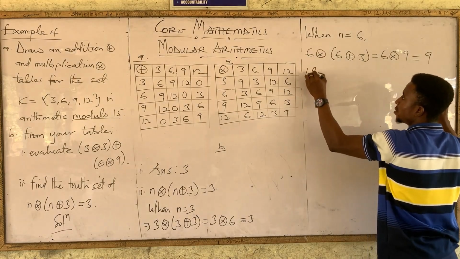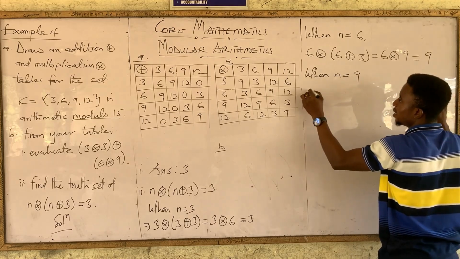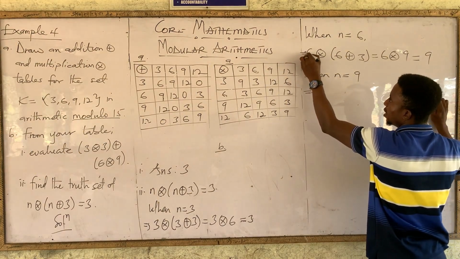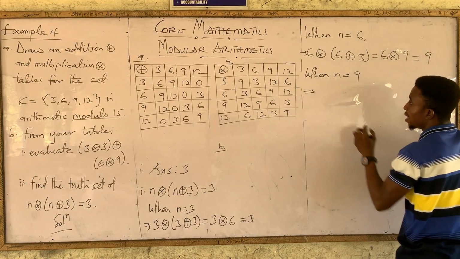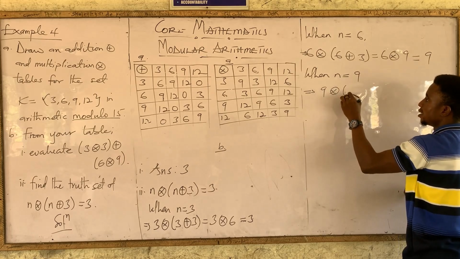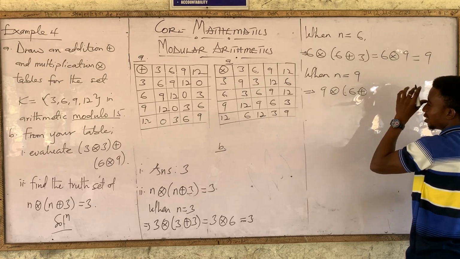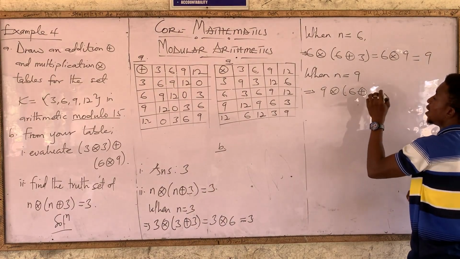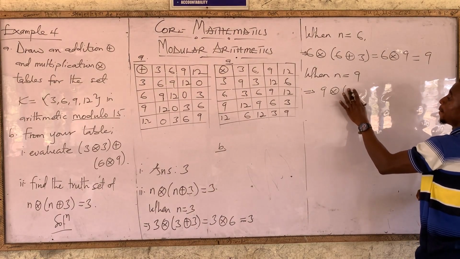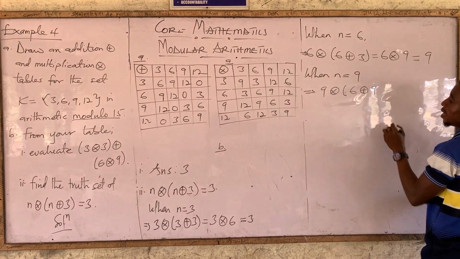So when n is equal to 9, then this implies that we have 9 times (9 plus 3). Is it correct?